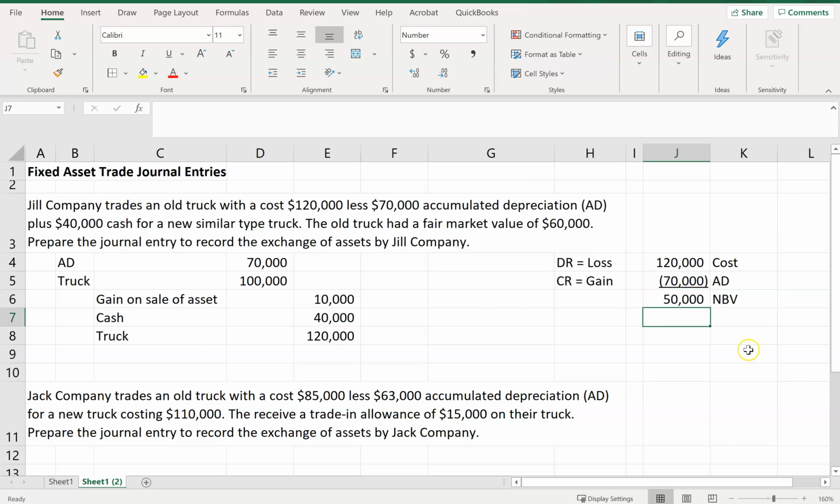So the net book value is 50,000. Then you compare this to what the fair market value of the truck is, which in this case is 60,000. So the fair market value is 60,000, and the difference between these two numbers will be your gain or your loss. In this case, it's a gain because we thought it was worth 50,000 on our books, but in the market they're willing to pay 60,000, which is more. So we have a $10,000 gain.